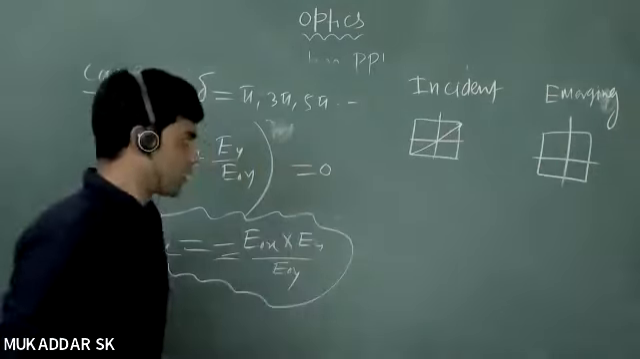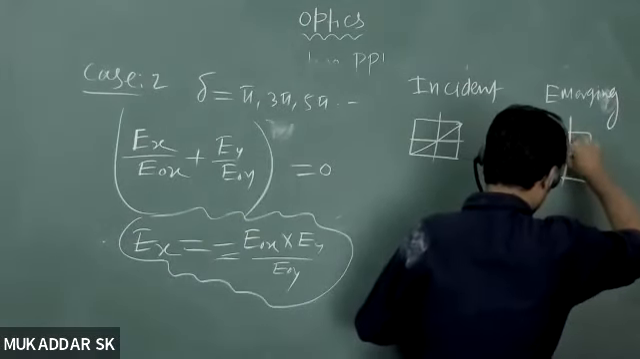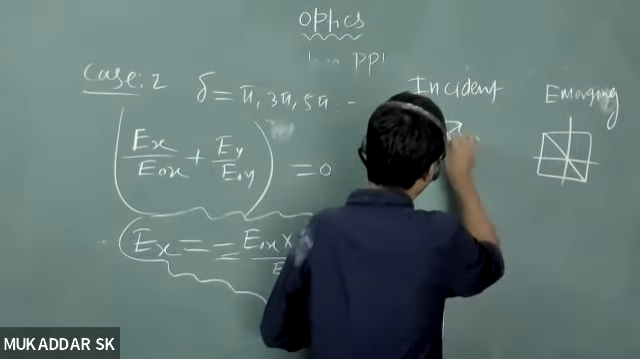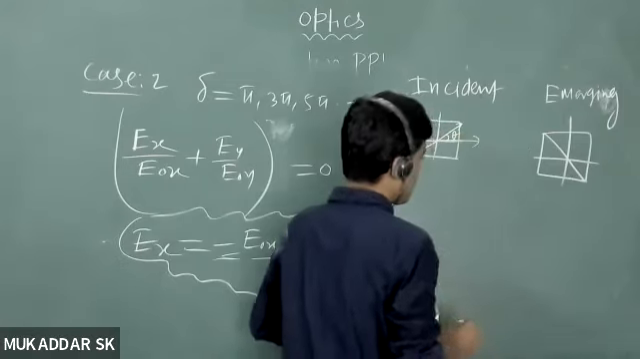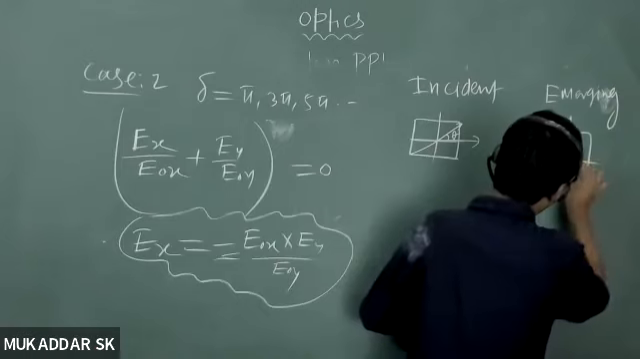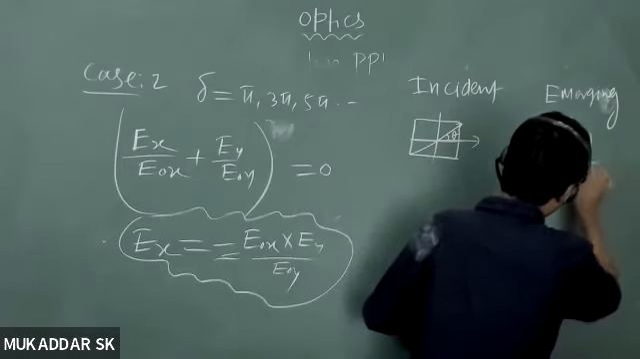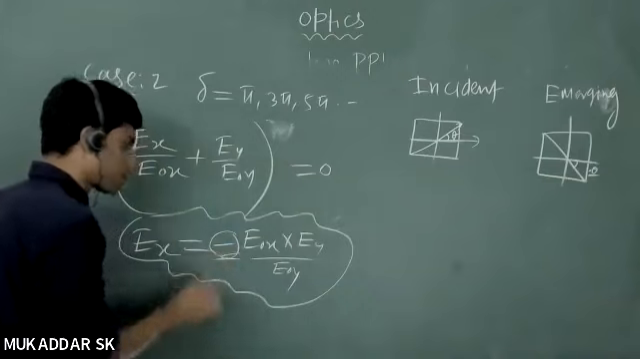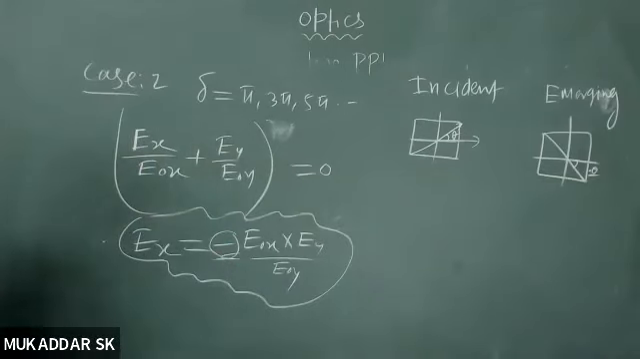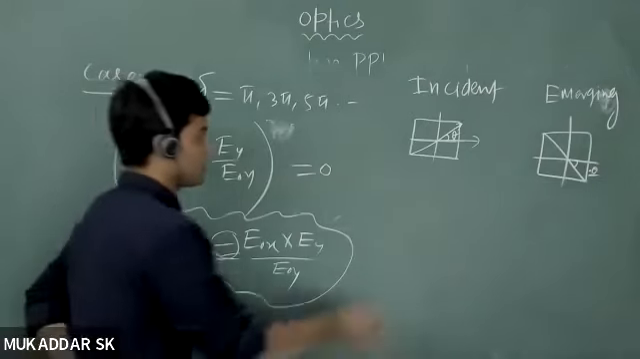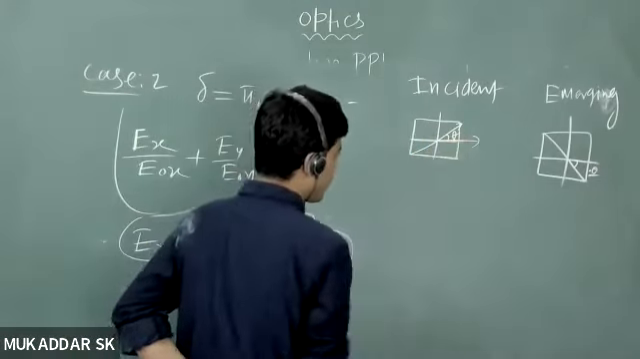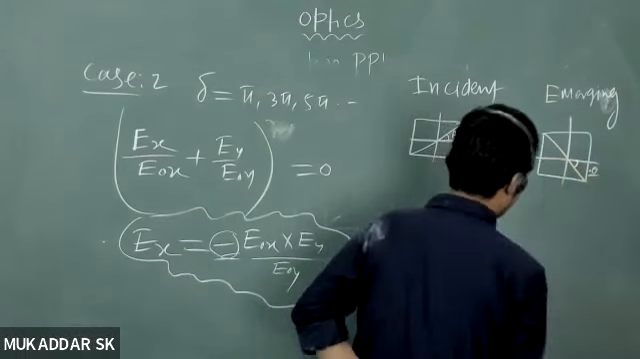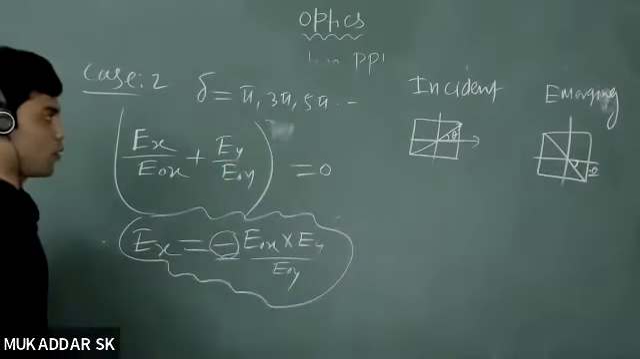But इस case में क्या हो जाएगा? Emerging ray will look like this. So अगर suppose मान लो ये आपका optic axis है, अगर this ray is making angle theta, ठीक है, तो emerging ray will make angle minus theta, because you have minus sign here. So if the incident ray is making angle theta with respect to optic axis, then emerging ray will make angle minus theta with optic axis. So this is the difference between case 1 and case 2.